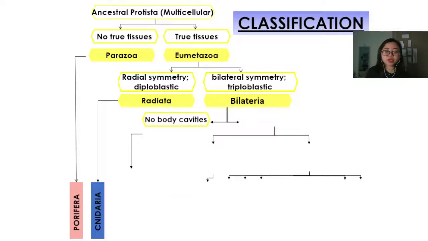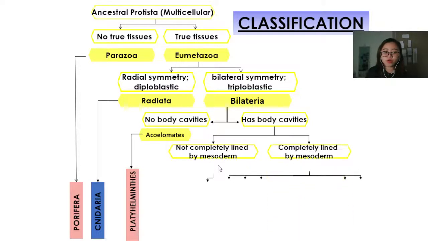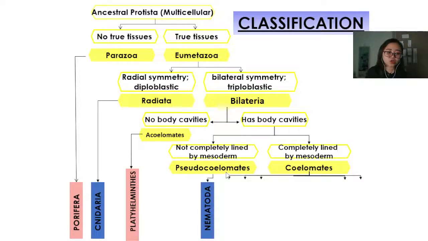When we look at bilateria, we look at another criteria, which is the body cavity. If it does not have body cavity, it is acoelomate. If it does have body cavity, it will go into the other criteria. Acoelomates are classified into phylum Platyhelminthes. If it has body cavities, we look at whether or not the body cavity or the coelom is lined by a mesoderm or completely lined by a mesoderm. If it's not completely lined by a mesoderm, it is under pseudocoelomates. If it does get lined by a mesoderm, it is under coelomates. So pseudocoelomates bring us to phylum Nematoda.